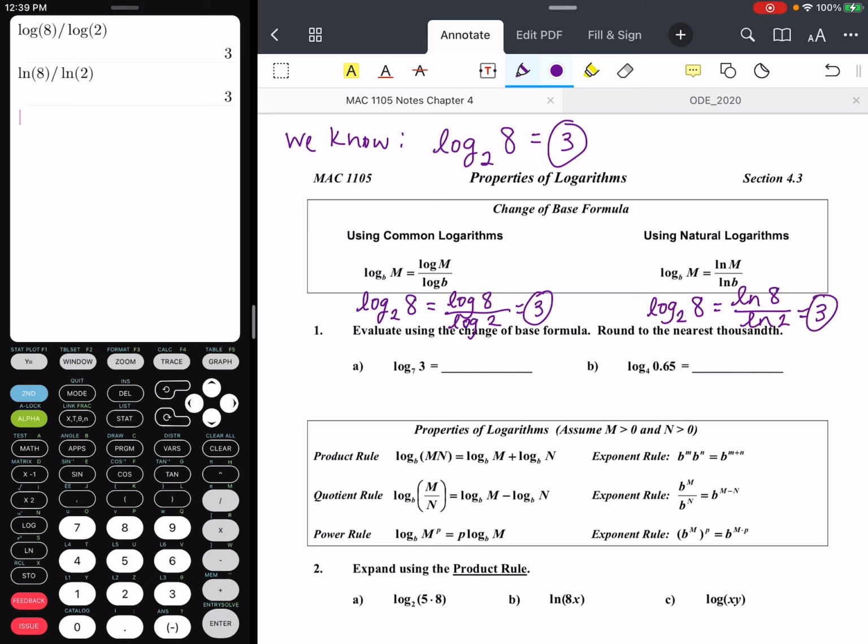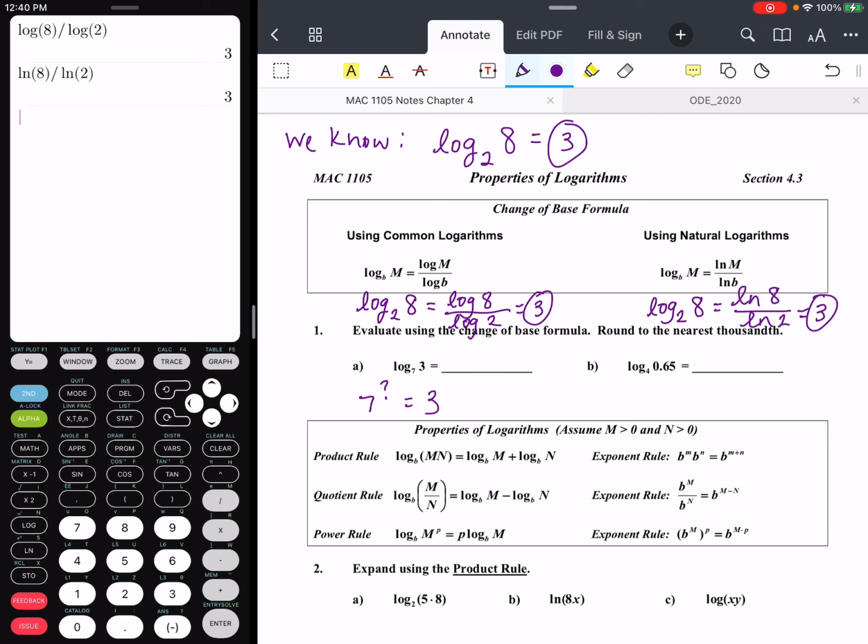Okay, so the advantage to this change of base formula is it uses the log button or the ln button, both of which appear in our calculator, because we don't have a log base 2 button, right? So where this really comes in handy is if you take a look at number 1a, it says evaluate using the change of base formula, round to the nearest thousandth. So we have log base 7 of 3. So that's asking us, 7 raised to what power equals 3? I don't know. It's certainly not like a 2 or a 5 or anything simple like that.